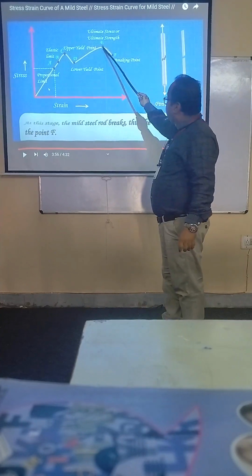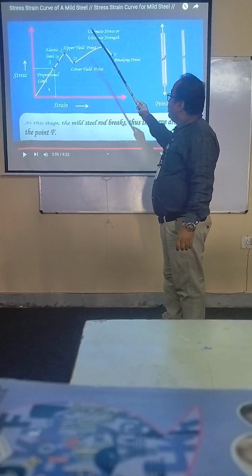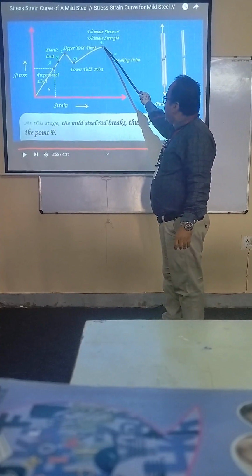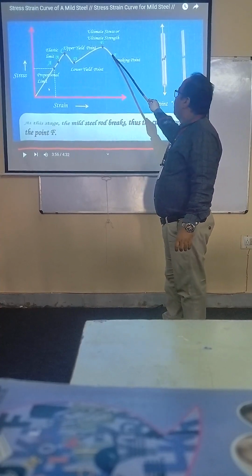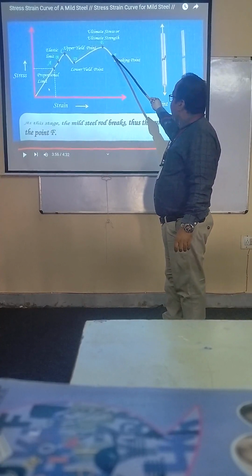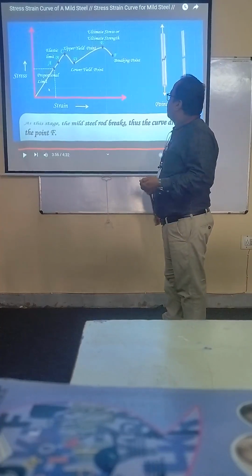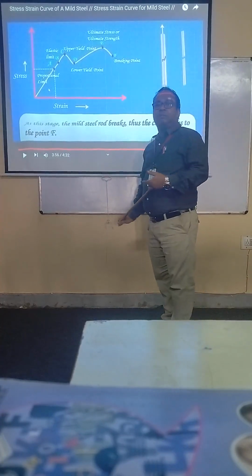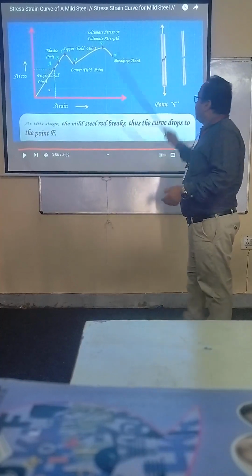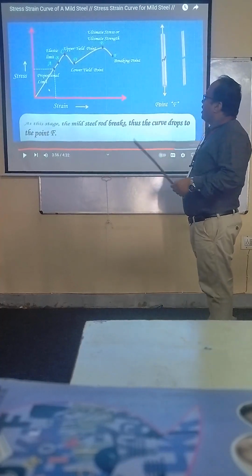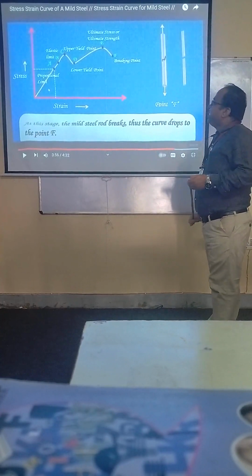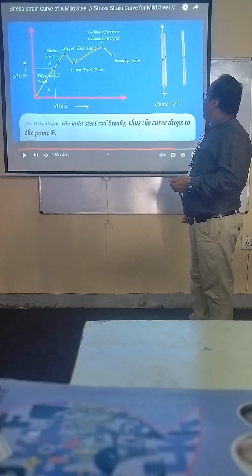Next, after point E, we are going to increase the load. What will happen? The stress value decreases and the material fails. At point F the material fails. Point F is called the breaking point. Now this is the diagram which shows the different points of the stress-strain curve of a mild steel specimen.